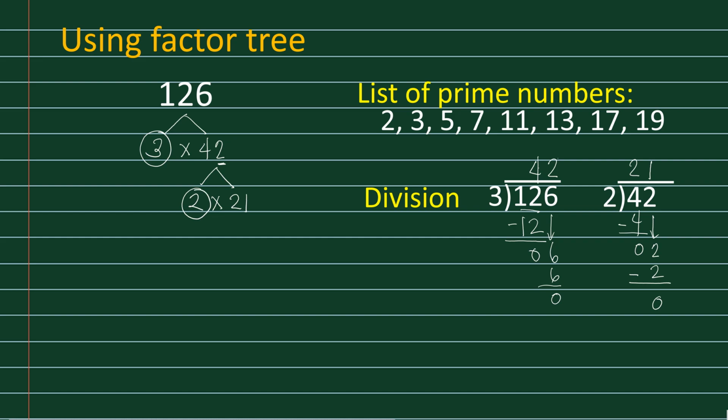Now we have 2 here as prime. But 21 is not prime, so we need to factor 21.